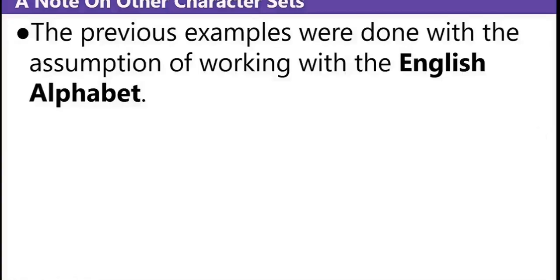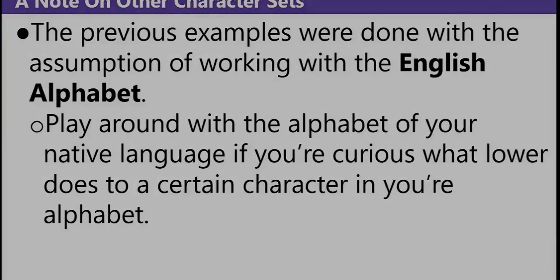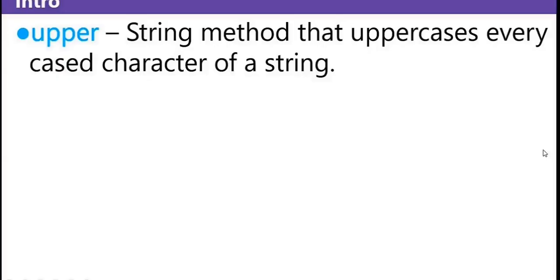One thing to note in that example, it was done with the assumption of working with the English alphabet. Play around with the alphabet of your native language if you're curious what lower does to a certain character in your alphabet. Upper is a string method in Python that uppercases every cased character of a string.